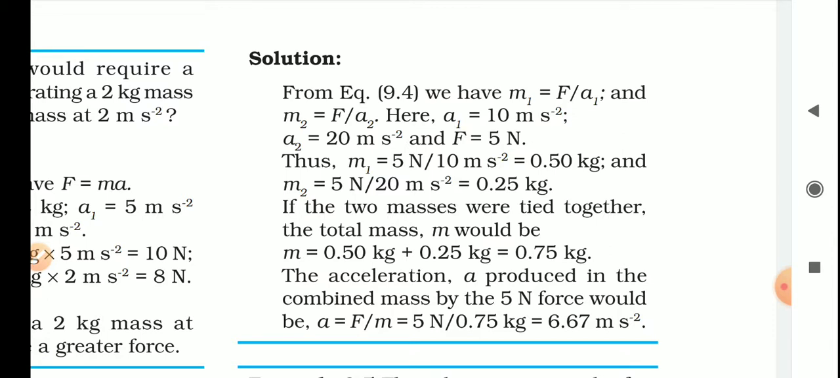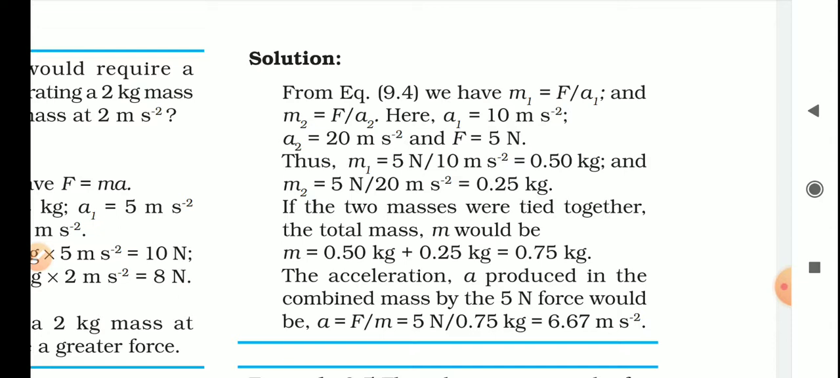a1 is 10 meter per second square, a2 is 20 meter per second square, force is 5 Newton. So from these values you can find out m1 and m2. m1 will be 5 by 10 equal to 0.5 kg, and m2 will be equal to 5 by 20 equal to 0.25 kg. So total mass will be m1 plus m2, that is 0.5 plus 0.25 equal to 0.75 kg.